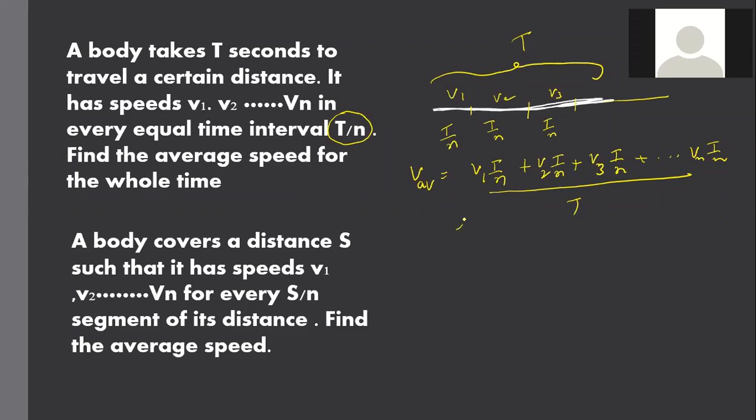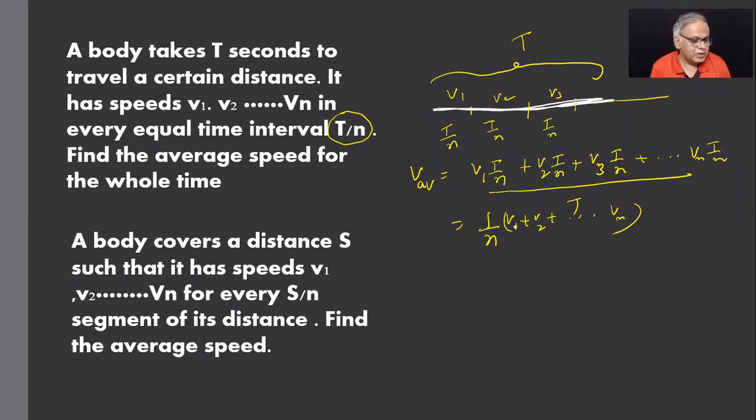So what will go? Sir, t will get cancelled. 1 by n will come out, right? So we'll get (V1 plus V2 plus V3 and so on up till Vn) by n. That's all. Right? Yes, sir. Now the next one, try and tell me.